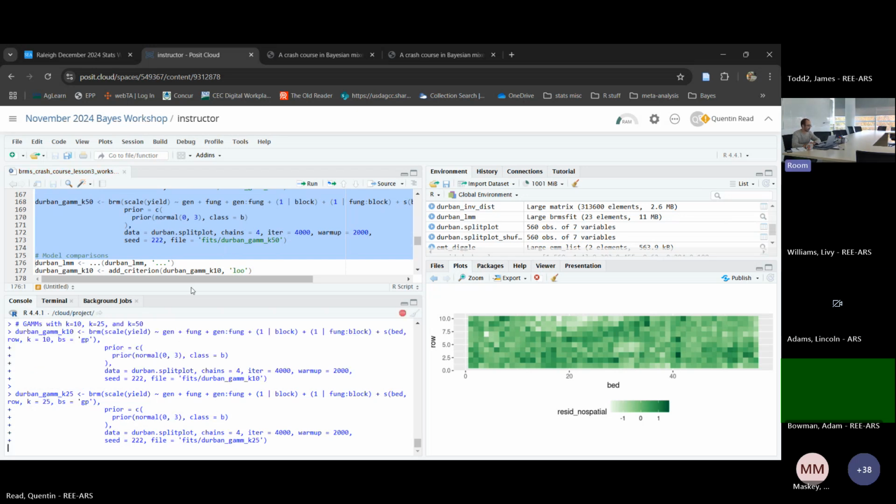And again, these are preloaded, so they should run very quickly.